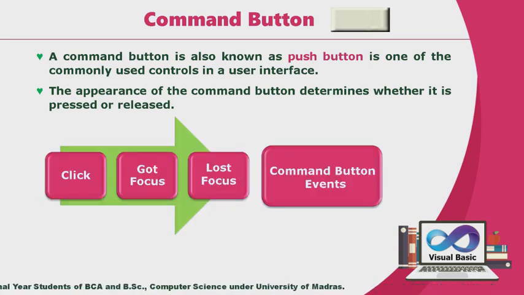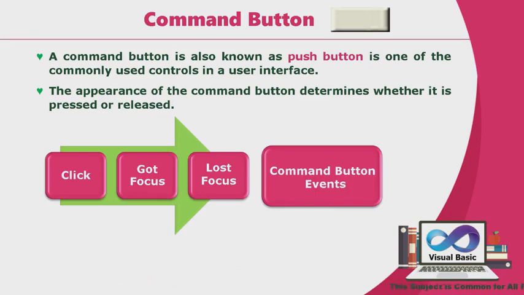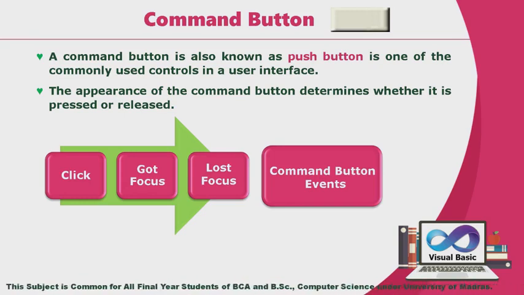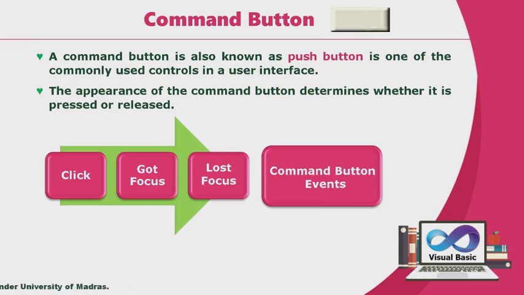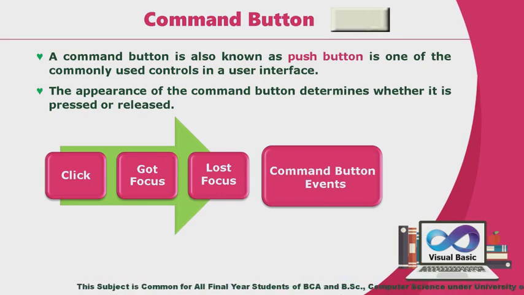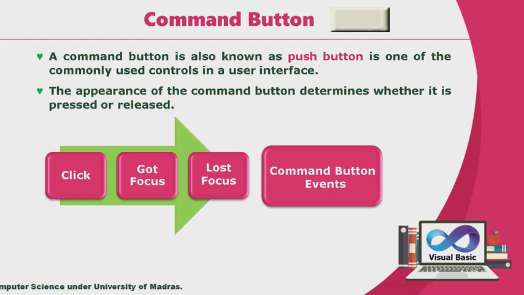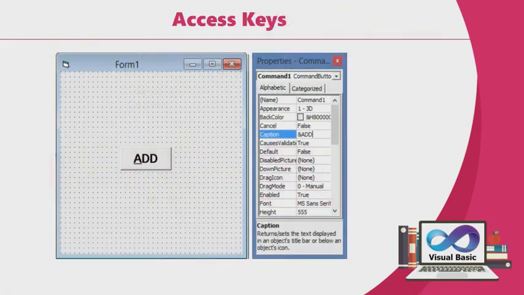Command button events. Click event is triggered when the button is selected, either by clicking on it or by pressing the access key. Got focus occurs when an object receives the focus, either by user action such as tabbing or clicking the object. Lost focus occurs when an object loses the focus, either by user action such as tabbing to or clicking another object.